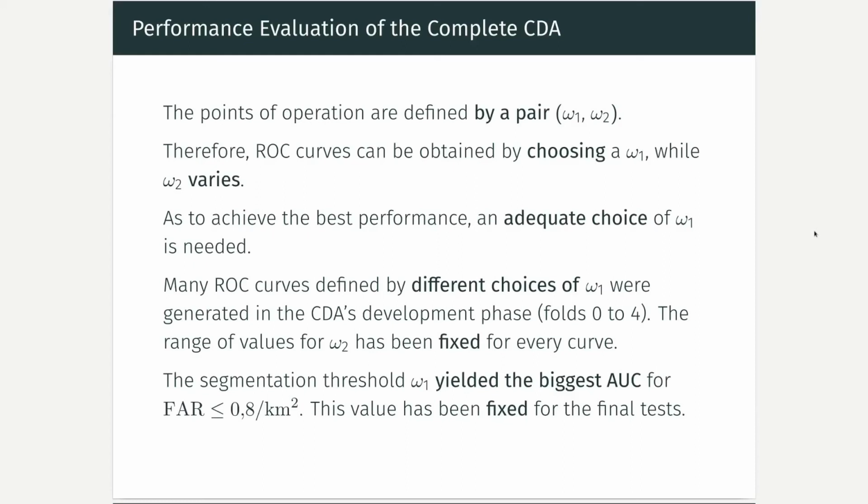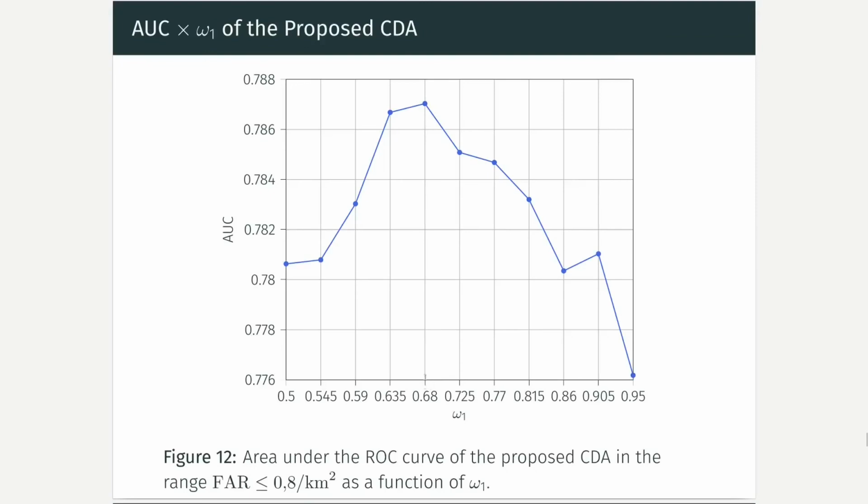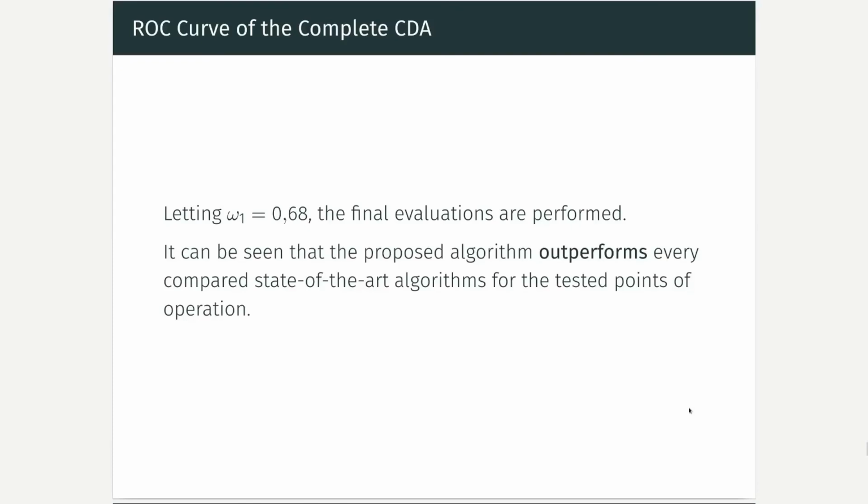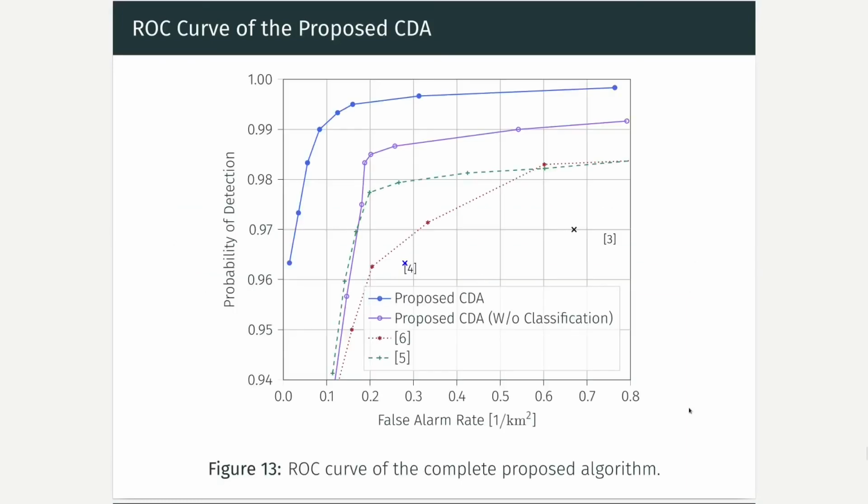And the segmentation threshold of 0.68 has yielded the biggest AUC for false alarm rates far less than 0.8 per square kilometer. Here is the value 0.68, the biggest AUC as a function of omega-1. Letting omega-1 equal 0.68, the final evaluations were performed, and we can see that our algorithm here in blue has outperformed all other state-of-the-art CDAs.